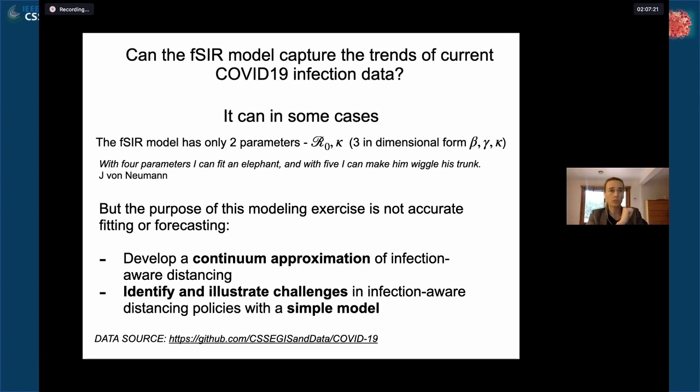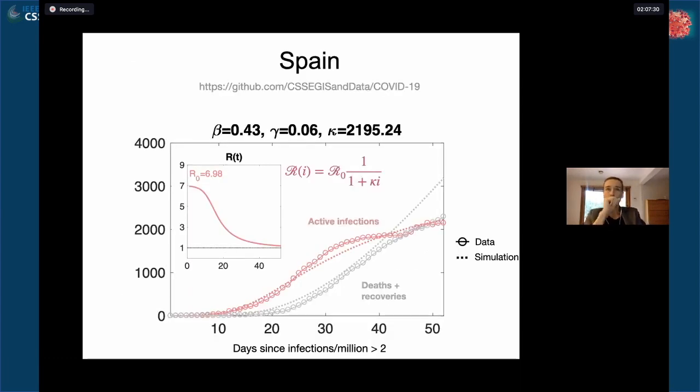The data source for the data I'm going to show you now is the Johns Hopkins repository. Let's start with Spain. For Spain, we get a fit. First of all, the data are circles here, and I'm plotting active infections, deaths and recoveries. The active infections are in red, deaths and recoveries in gray. The dashed lines are simulations.